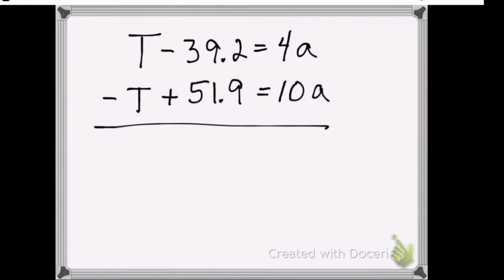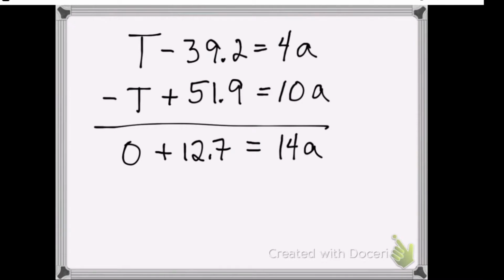So starting with t, in the first equation we have positive t. In the second equation we have negative t. If we add those together, t plus negative t gives us 0. Okay, that's cool. Now the next thing that we're going to do is add negative 39.2 to positive 51.9, and we get positive 12.7. And then on the right side of the equation, we're going to add 4a to 10a, which gives us 14a.